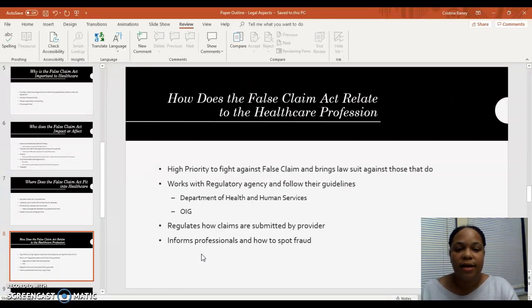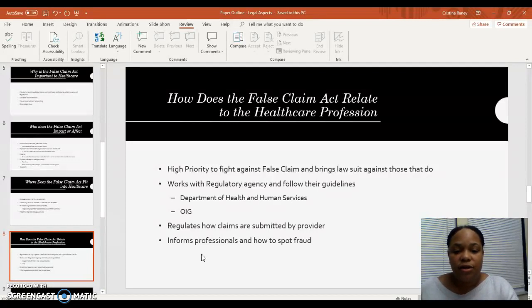How does a False Claim Act relate to the healthcare profession? Kind of like what I've stated before. The False Claims Act, their high priority is to fight against false claims, and brings lawsuits against anybody that submits the false claims. As I stated before, they also work with regulatory agencies and follow their guidelines.